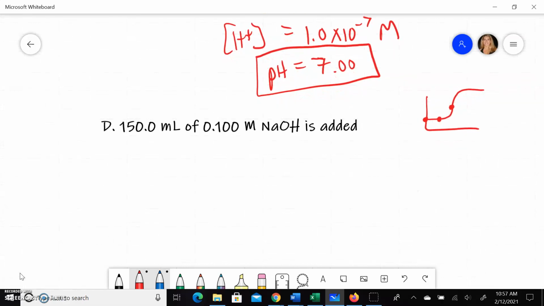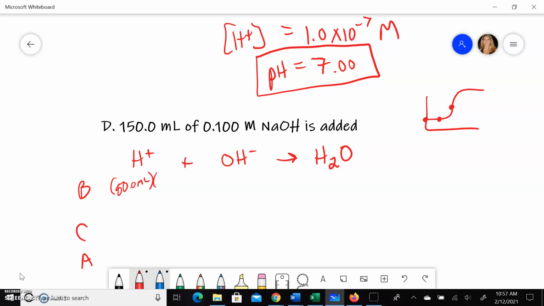So let's go ahead and see how much we have. So we've got the H+, the hydroxide, forming the water. And for H+, we said we had 10 millimoles. This was 50. Let's see how much of this hydroxide we have. So now we have 150 milliliters.